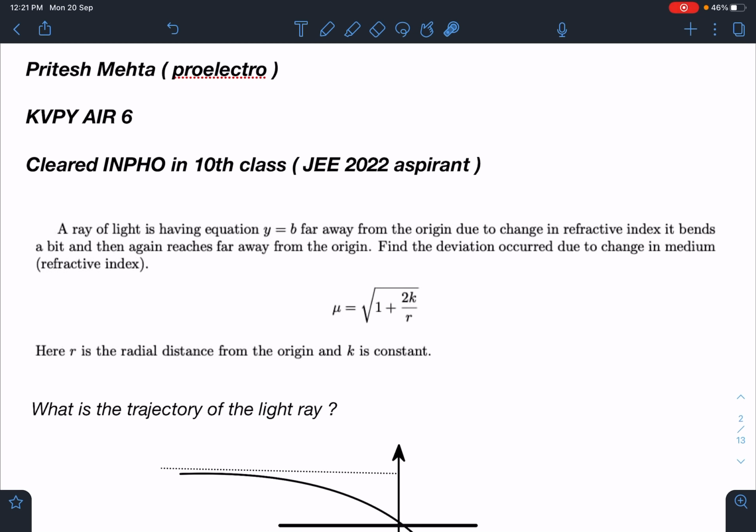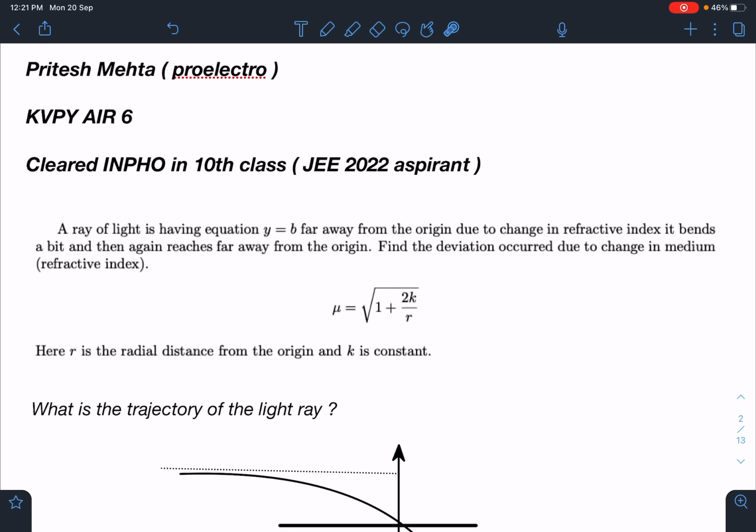A ray of light is having equation y equal to b far away from the origin. Due to change in refractive index, it bends a bit and then again reaches far away from the origin. Find the deviation occurred due to the change in medium. So mu as a function of r is given, a radial function. Mu is equal to root of 1 plus 2k by r. This is the function given, where r is the radial distance from the origin and k is a constant.